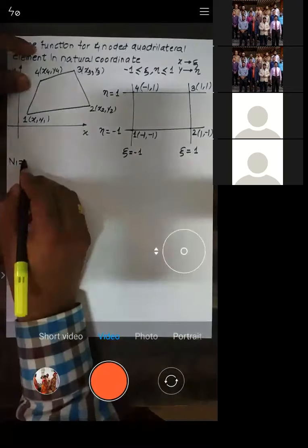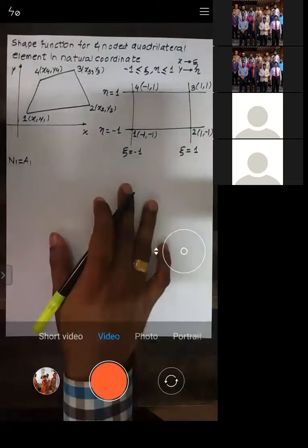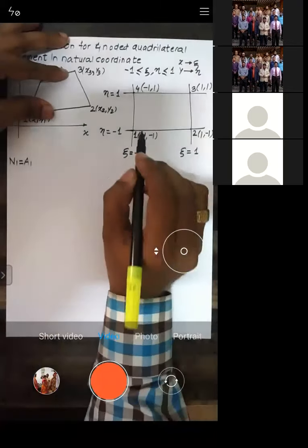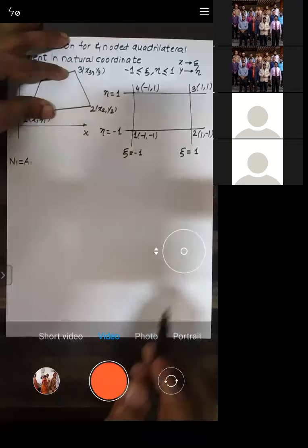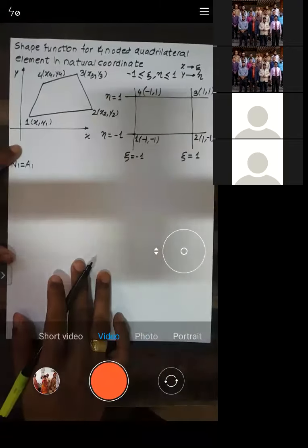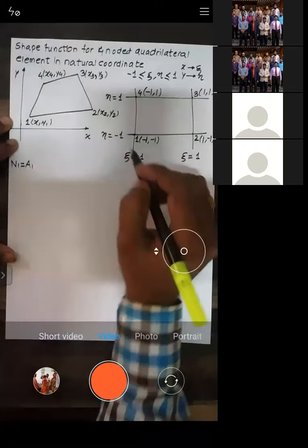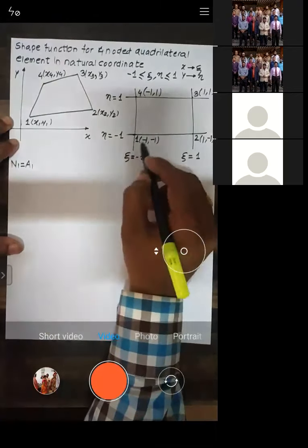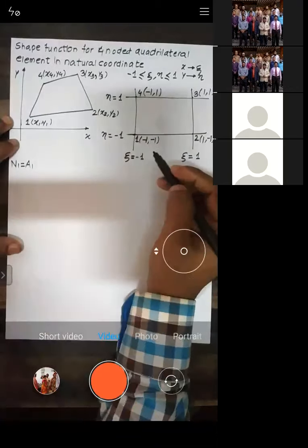N1 is some constant, which I will call a1, into, try to understand, this is very important, equations of the lines which are not passing through node 1. N1 is equal to a1 into equations of the lines which are not passing through node 1. Can you tell me the lines which are not passing through node 1?